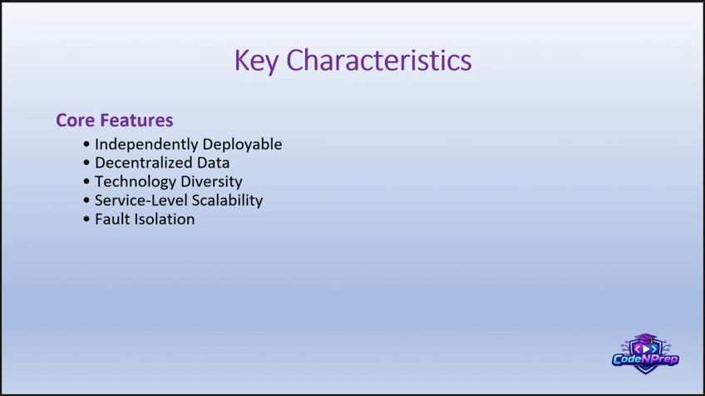Now, let's see some of the key characteristics. Each service can be deployed without affecting others. You can update the payment service without redeploying the entire system. Then, each service can use different technologies. For example, user service in .NET, payment service in Node.js. If one service fails, others can continue working. So, it improves fault isolation.